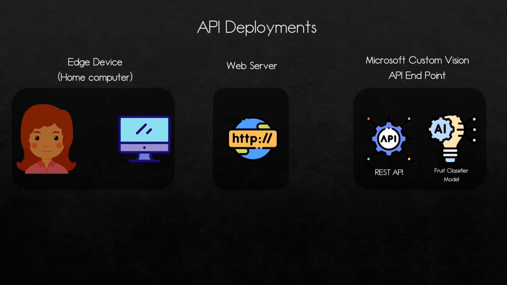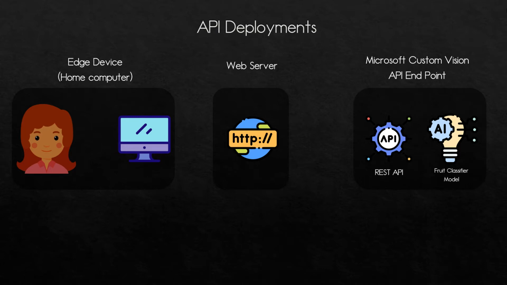Our third and final component is the API endpoint. For us, we're leveraging Microsoft Azure to host our custom vision API. This includes a REST API component as well as our fruit classifier model that are going to talk to each other.